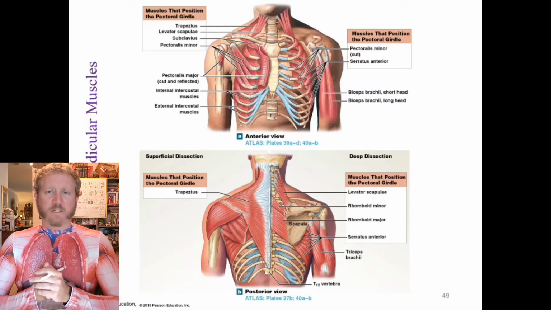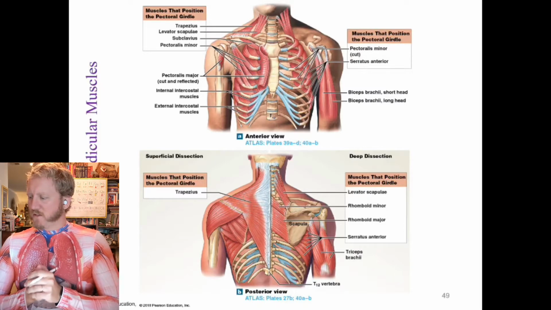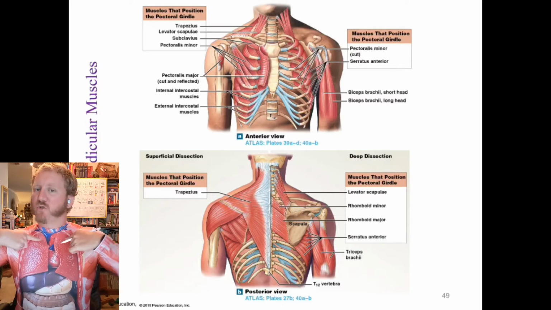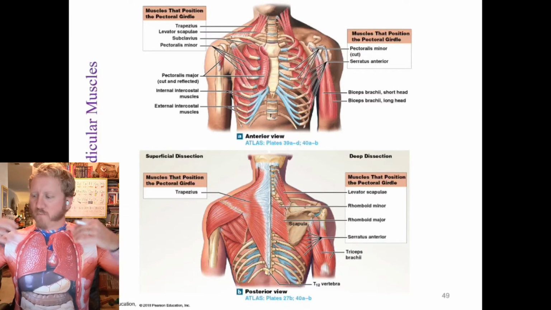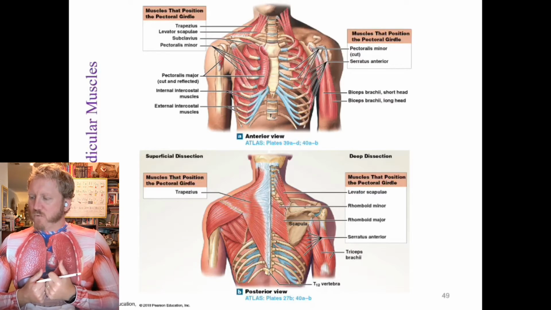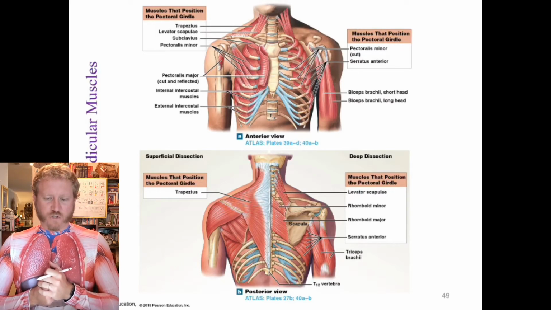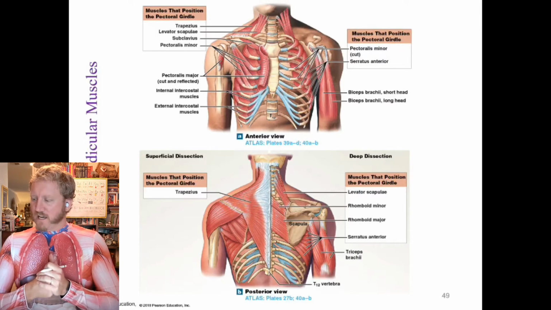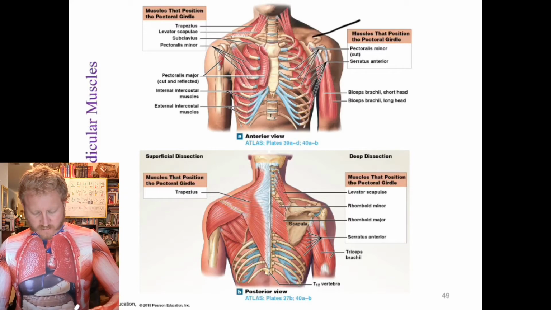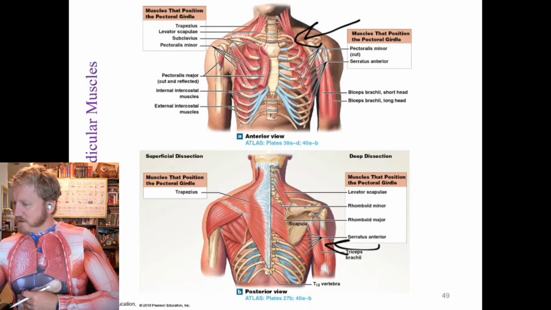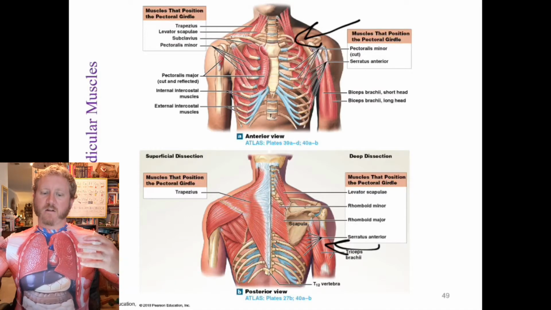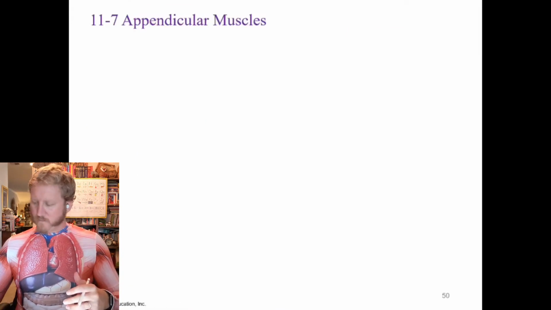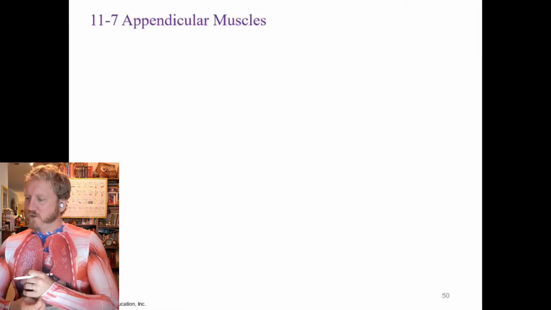Let's look at the appendicular muscles. These are the muscles that position and stabilize the pectoral and the pelvic girdles. They also move the upper and lower limbs. We can divide appendicular muscles into two groups: muscles that move the shoulders and the upper limbs, and muscles of the pelvis that move the lower limbs. Let's start with the shoulder and the upper limbs.